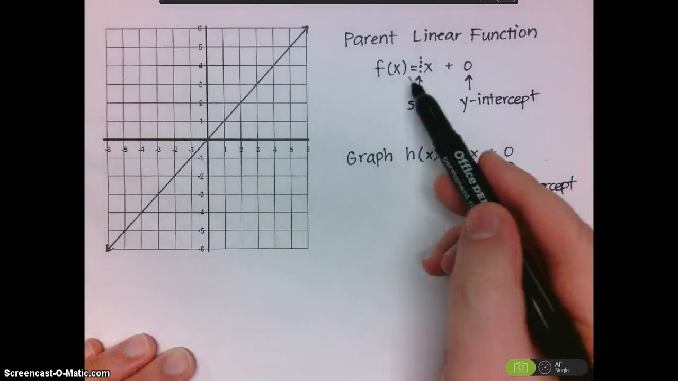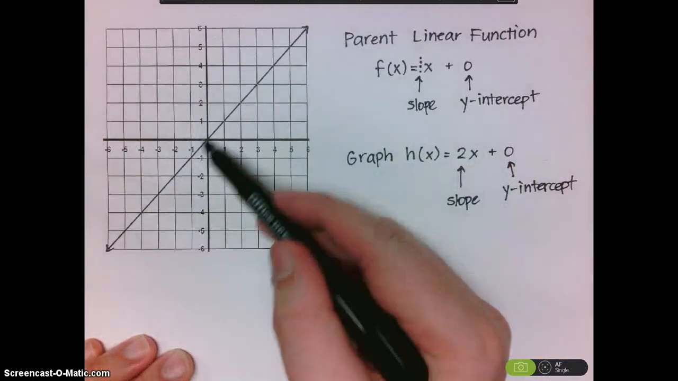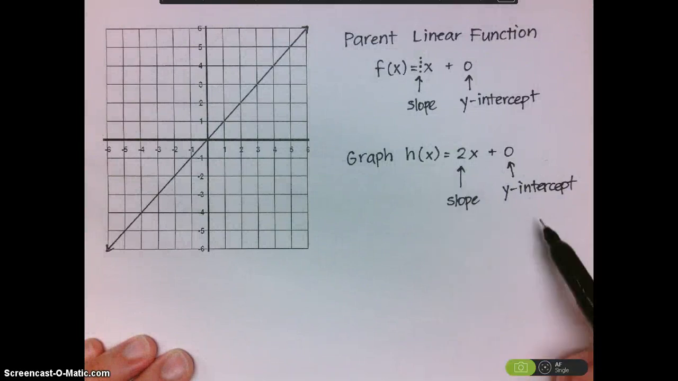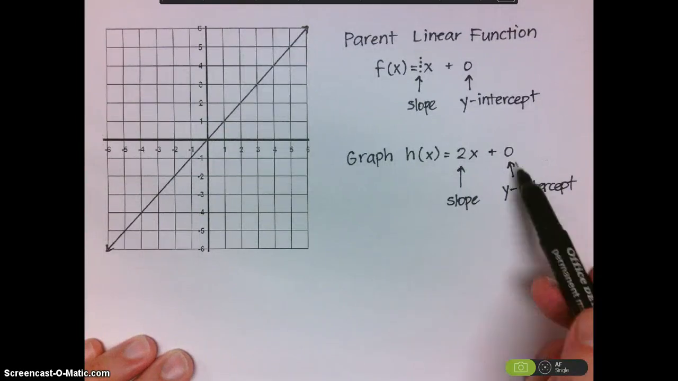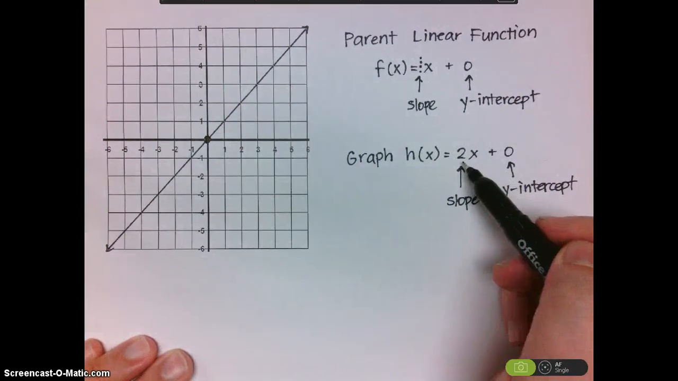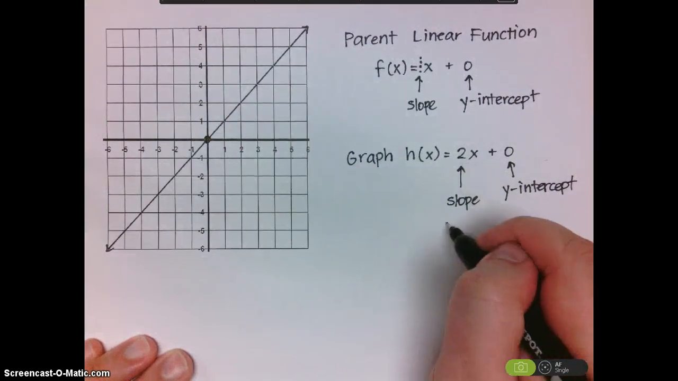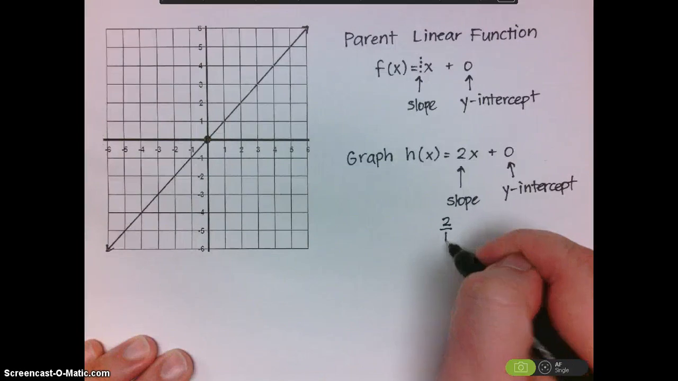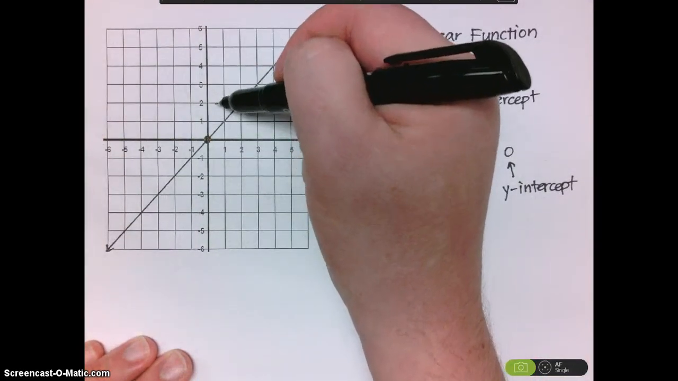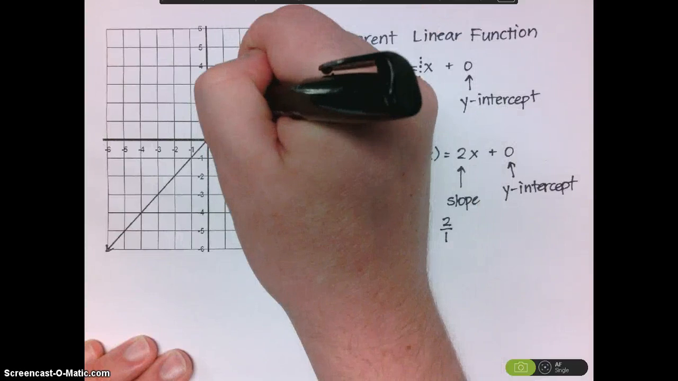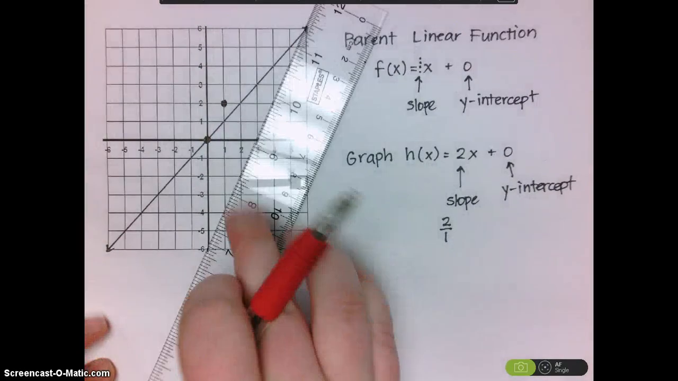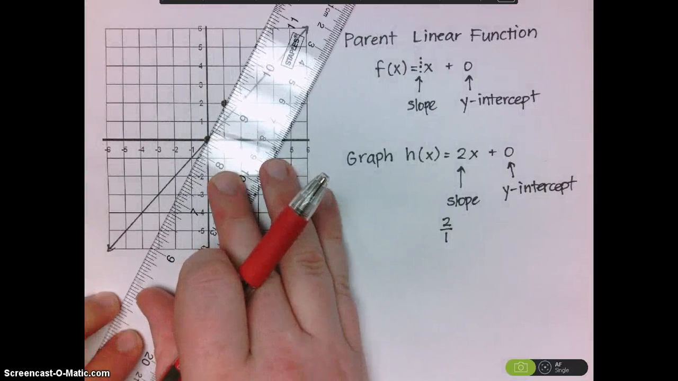So I already have f of x, the parent linear function, graphed for you. So why don't we graph our h of x? Okay, we're going to start at the y-intercept where it meets at 0. So that's at the origin. And from there, I'm going to look at my slope. The slope of 2 is the same as 2 over 1, which means I'm going to rise up 2, and I'm going to go to the right 1.